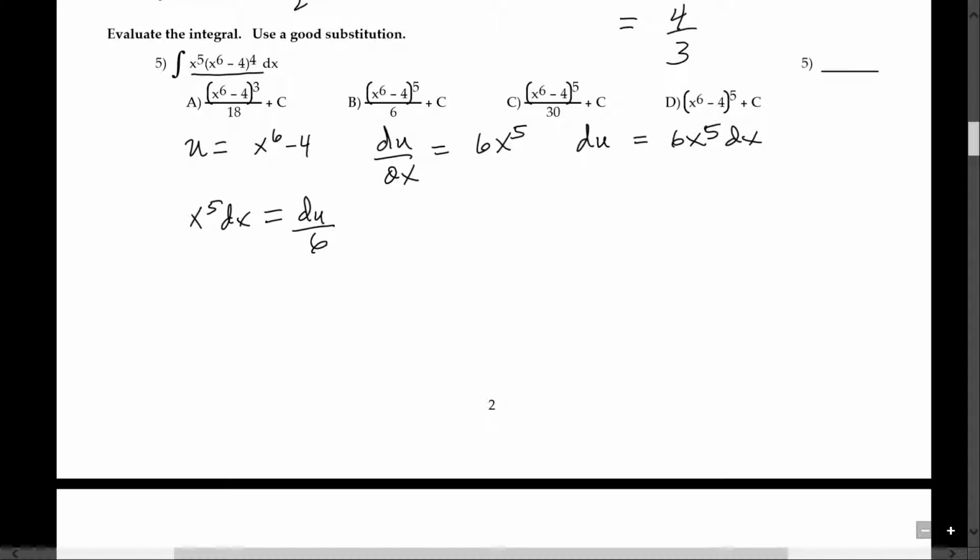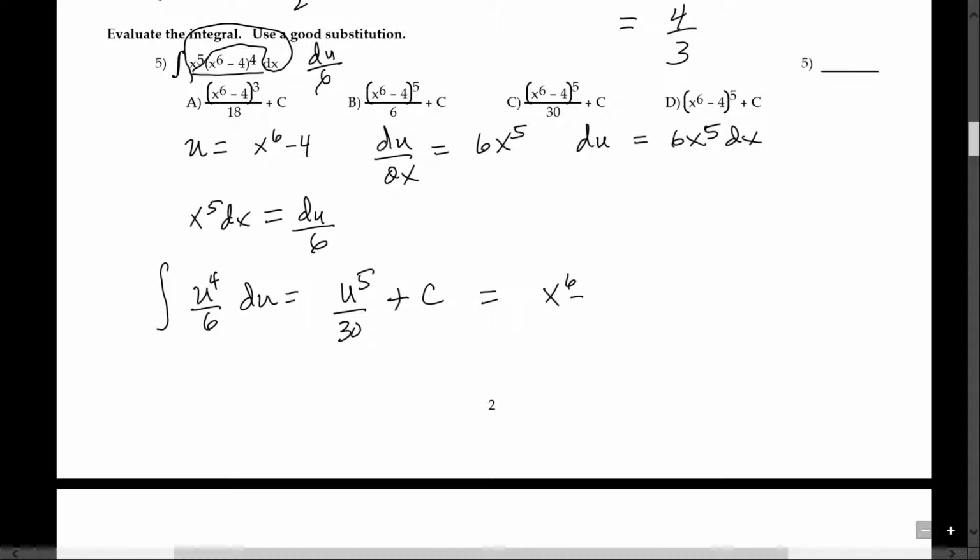And therefore, x to the 5th dx is equal to du over 6. And the integral becomes, after we do the substitution, u to the 4th over 6 du, which is u to the 5th over 30 plus a constant. Then substituting in for u, you get x to the 6 minus 4 to the 5th power over 30 plus a constant, which is answer C. And for version 2, it would be A.